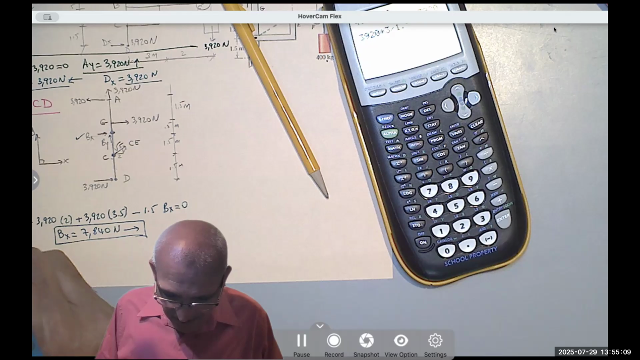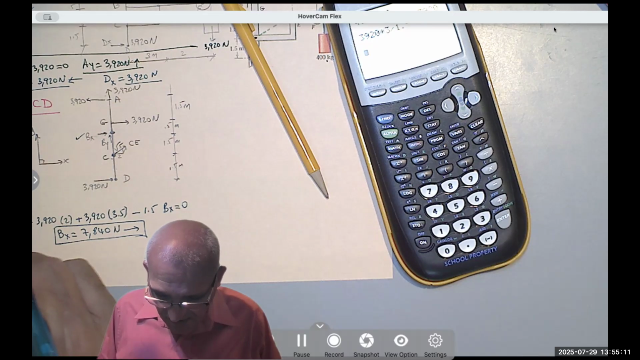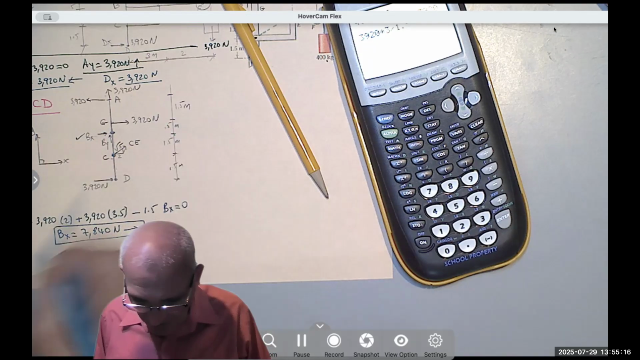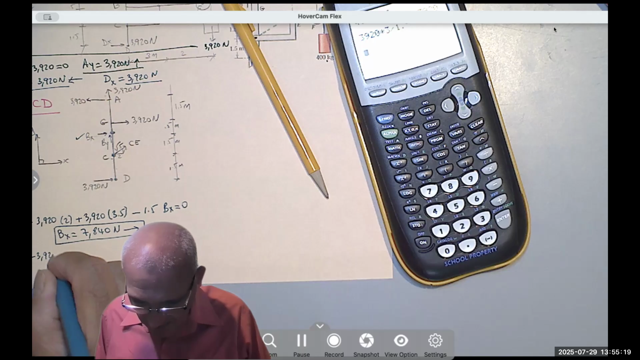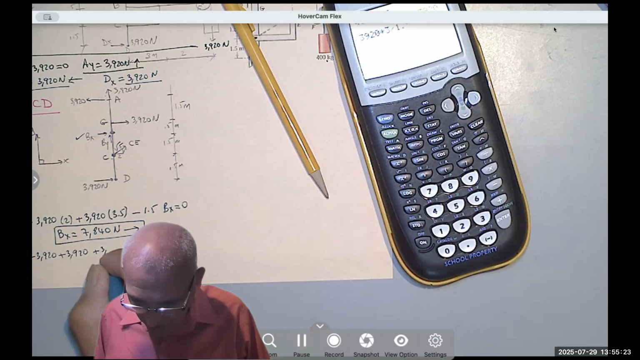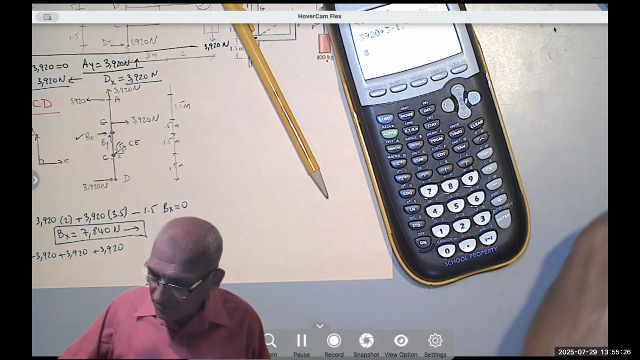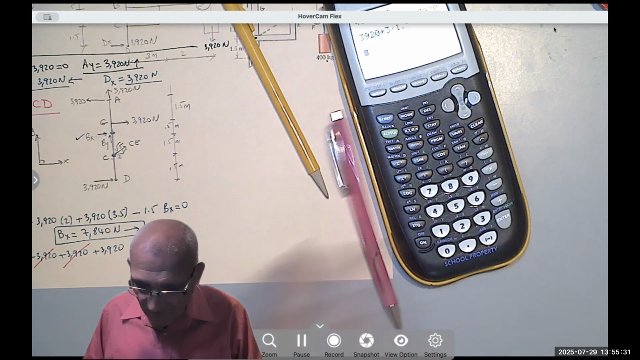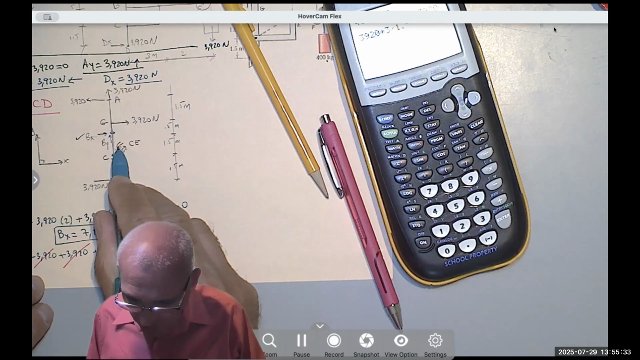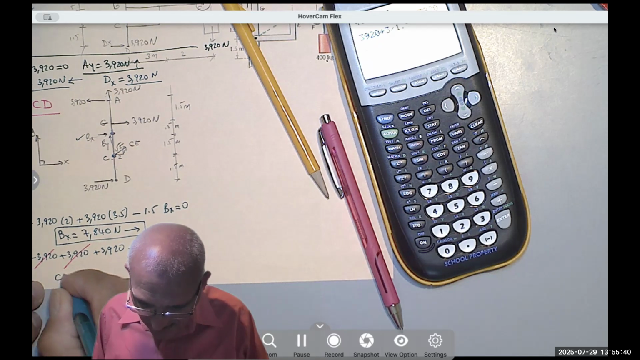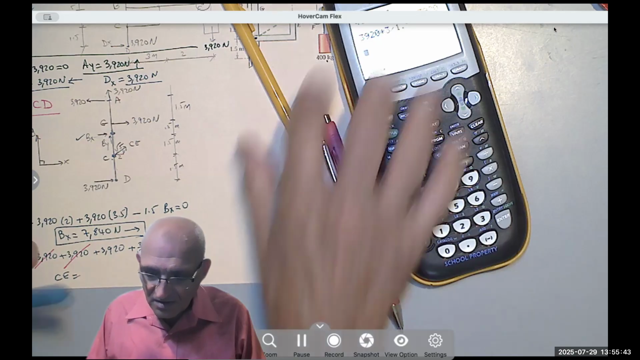I can take, say, the summation of the forces in the x equals 0. So I have negative 3920, positive 3920, they cancel each other. Then another plus 3920. These two cancel, of course, as we know. And then I have 2 over √5 plus 2 over √5 CE equals 0. So CE is negative. CE is compressed, of course. That makes sense.